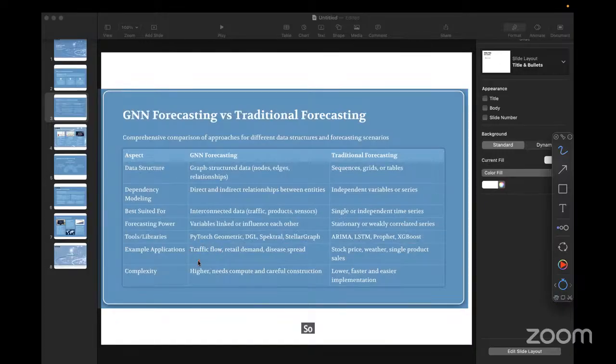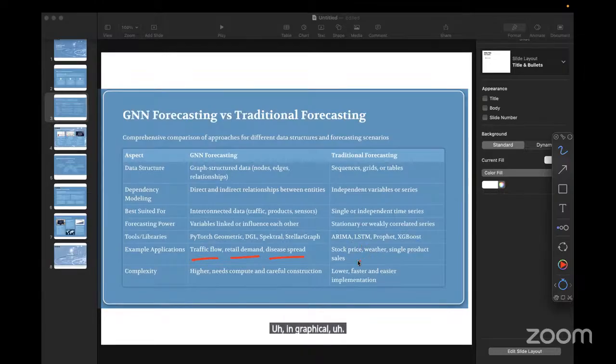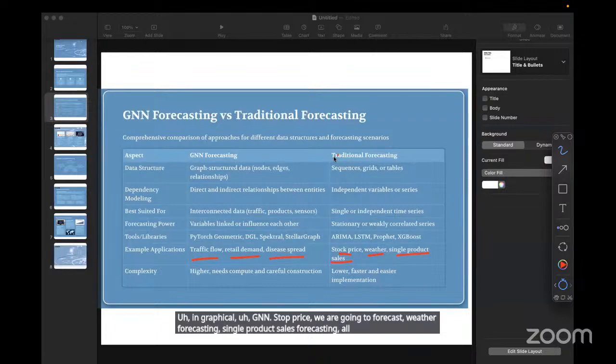So examples like traffic flow, retail demand, disease spread, all those things we are going to use with GNN. Stock price forecasting, weather forecasting, single product sales forecasting, all those things we are going to use with traditional forecasting.